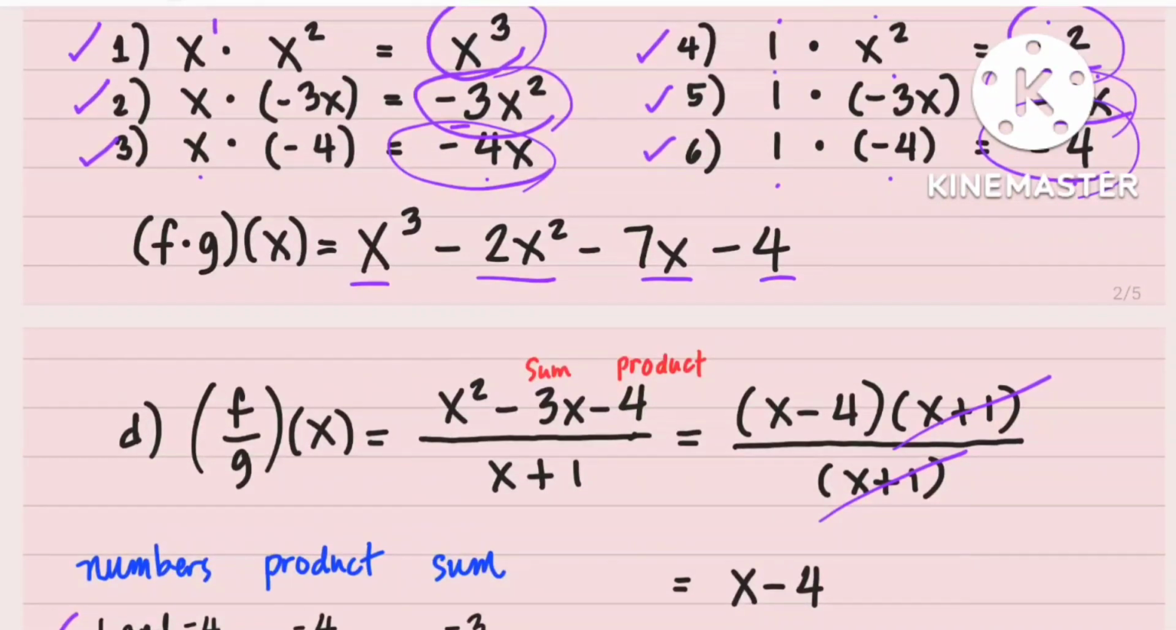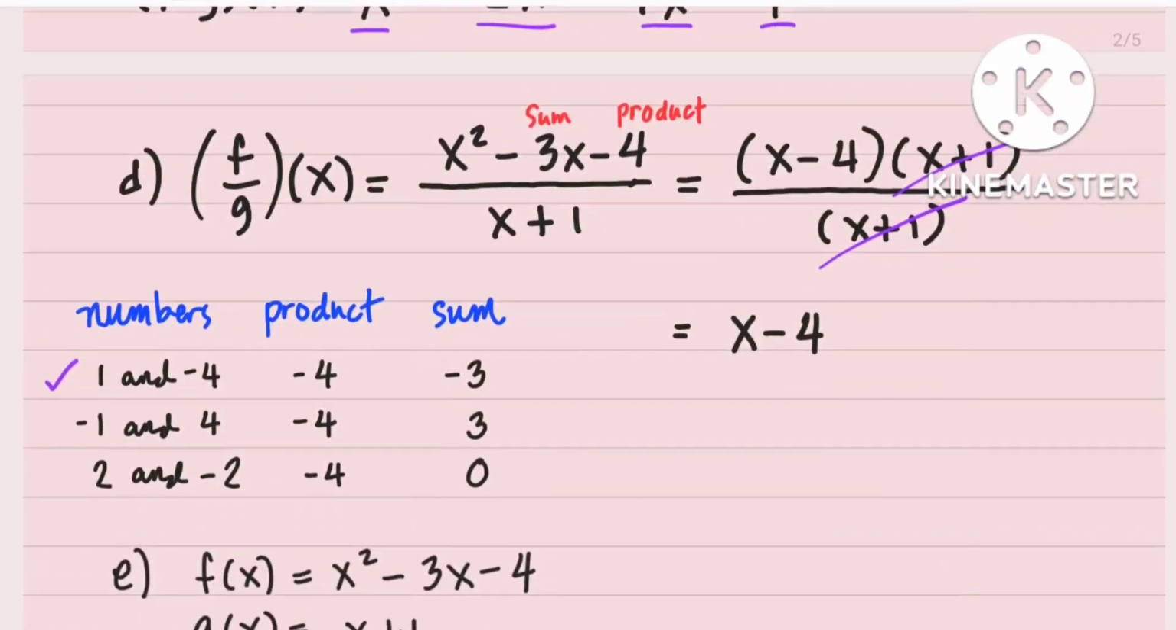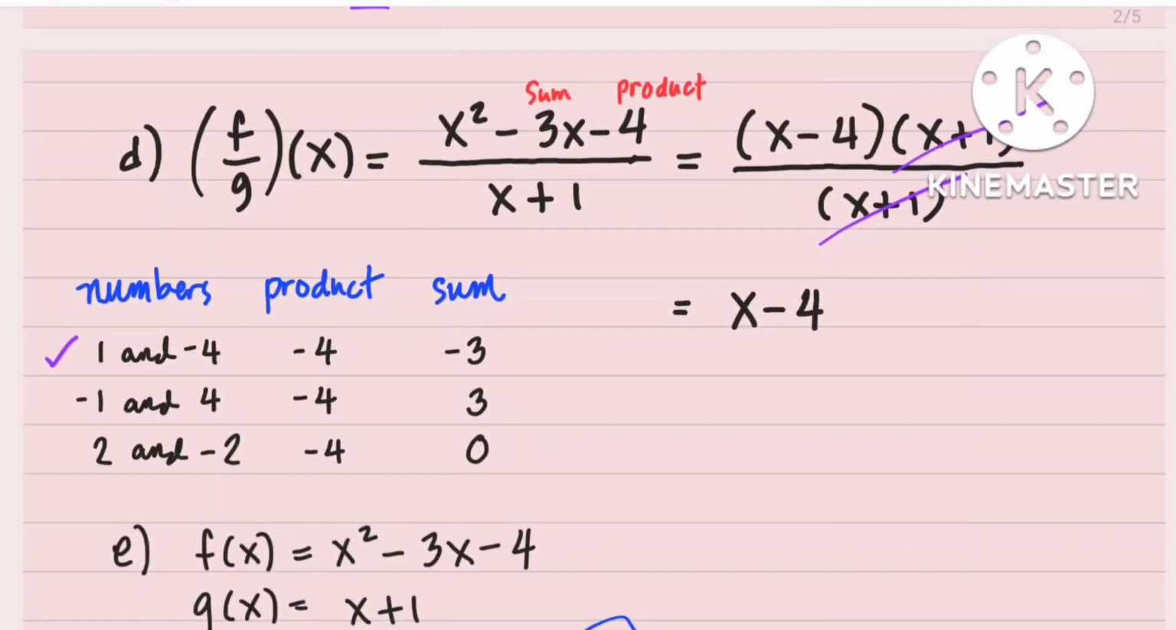While for the quotient, like we did earlier, we will just place them as a fraction, where f will be our numerator and g will be our denominator. But this time, we have to be observant, because we should notice that our numerator can be factorized, and its factors are x minus 4 and x plus 1. And x plus 1 appears in both numerator and denominator, so we'll have to cancel them.